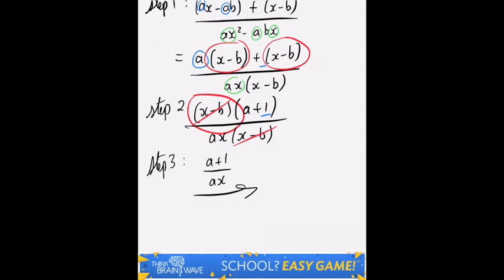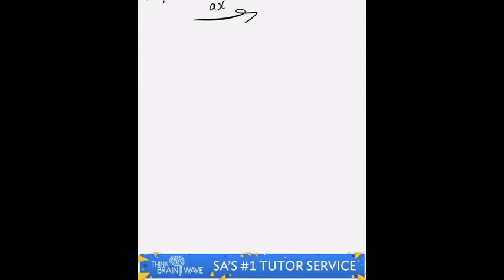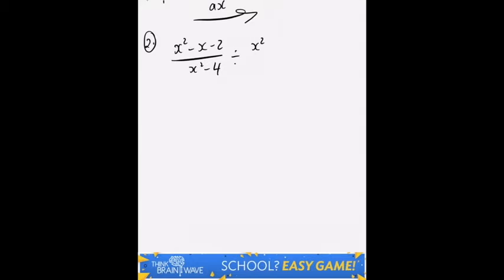Let's do another one quickly. Let's call this number 2. We'll say x squared minus x minus 2 over x squared minus 4 divided by x squared plus x over x squared plus 2x. x may not equal 0, and x may not equal plus or minus 2, as a result of the denominators.